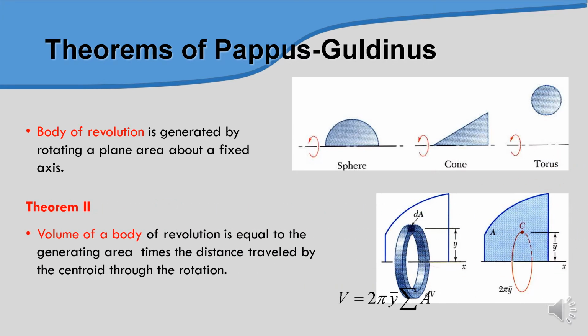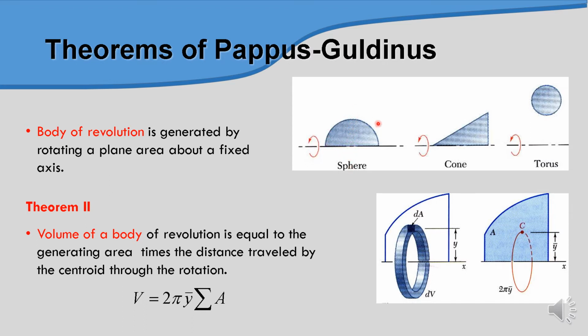In this theorem, we use this formula: the total volume of a body of revolution is equal to the generating area times the distance traveled by the centroid through the rotation. So the centroid is y bar. In this case, we don't have any x bar, because the shape is symmetric about the x-axis. So the x value we assume to be 0.